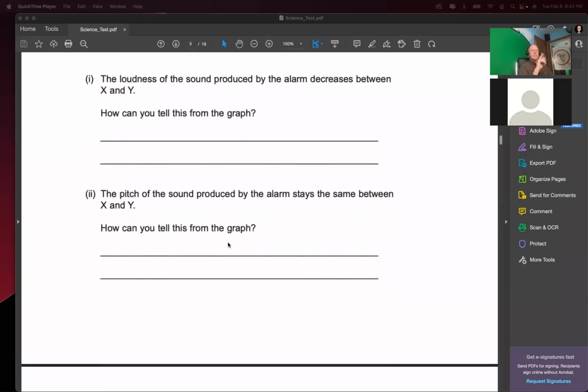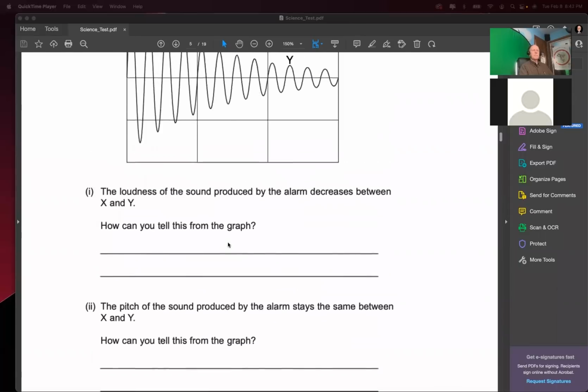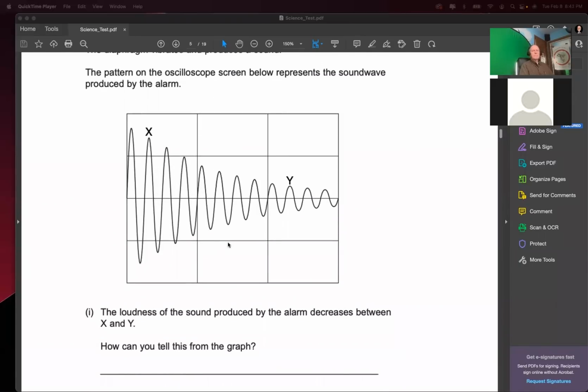The pitch of the sound produced by the alarm stays the same between X and Y. How can you tell this from the graph? Okay, I guess that's because the pitch of sound is usually the frequency of the sound, and that's sort of the rate that the wave is going up and down, and you can see that stays pretty much the same. The rate in time being, I guess, because the horizontal axis is time.